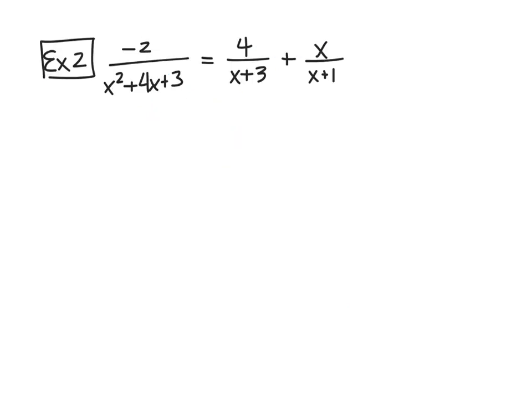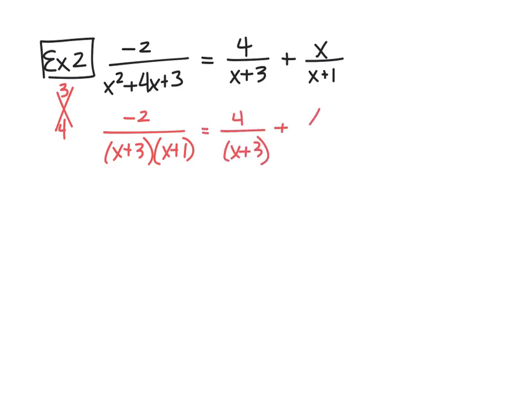All right, so here's our last example. Remember, we're going to start with factoring. So I notice a lot of these parts are factored except for maybe this denominator right here. So I need to come up with two numbers that multiply to 3 and add to give me 4, which are going to be 3 and 1. So this is going to be negative 2 over x plus 3, x plus 1 equals 4 over x plus 3 plus x over x plus 1.